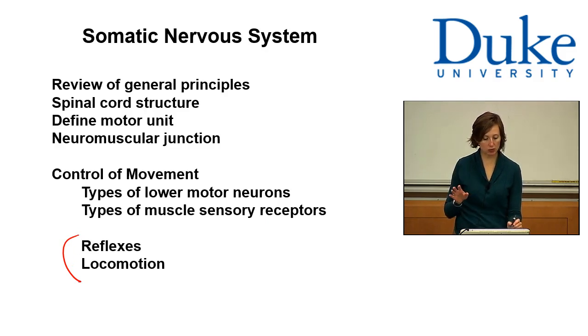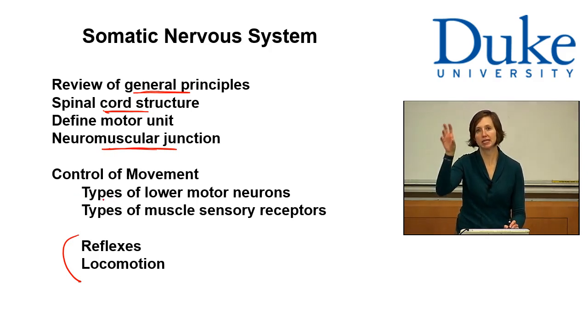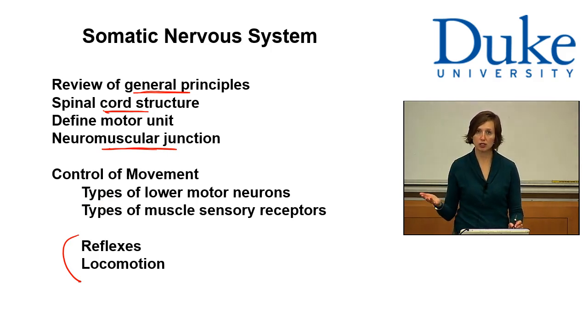So in this session we're going to talk about general principles of the somatic nervous system, some aspects of spinal cord structure, and just touch again on the neuromuscular junction. But a fair amount of this will be some review from just the nervous system in general. And then in the next session, we're going to talk more about how the afferent pathways and efferent pathways come together to control movement.